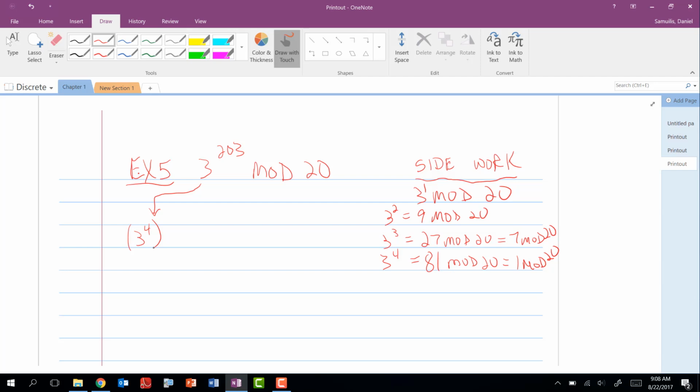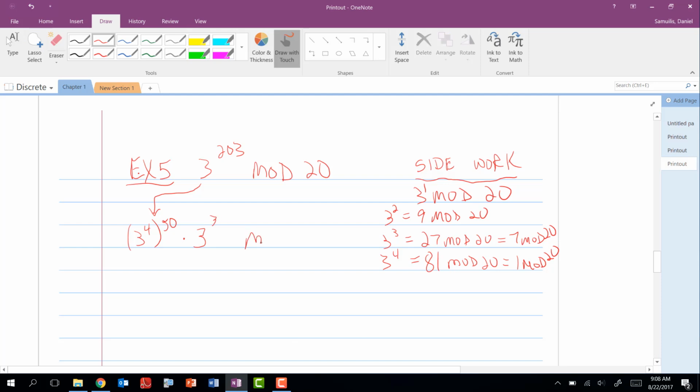So you can play with numbers using the exponent rules and understand that this is 3 to the fourth raised to the 50th. So what's 3 to the fourth raised to the 50th? 3 to the 200th. What am I missing? How much power am I missing? 3 to the what? Third.